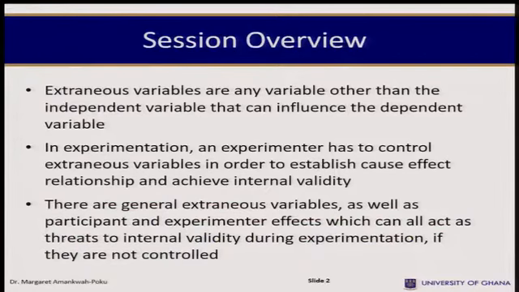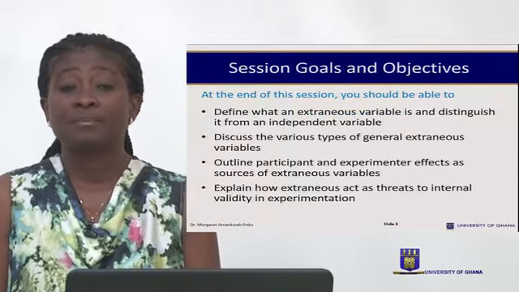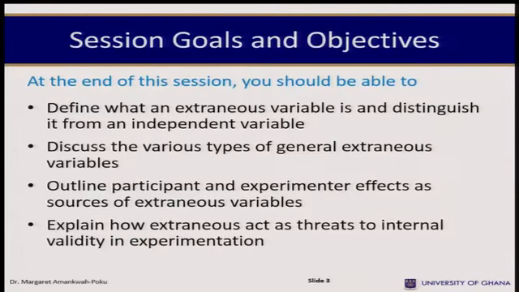Now, there are general extraneous variables, there are participant effects, and there are experimental effects that can all affect the validity of an experiment. So these are the things I'm going to talk about. By the end of this session, you should be able to define what an extraneous variable is and distinguish it from an independent variable.